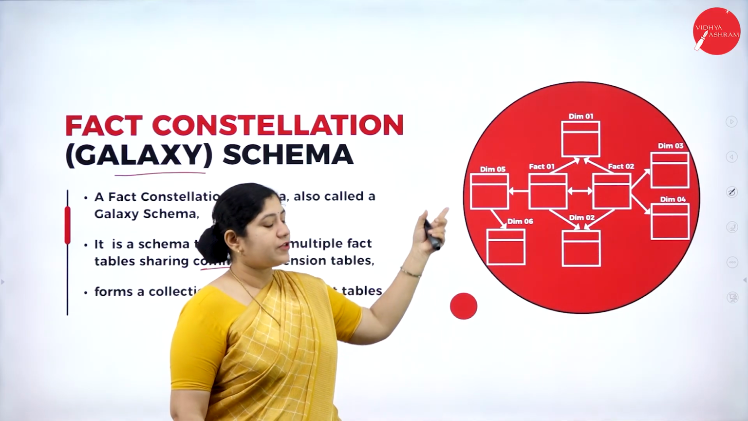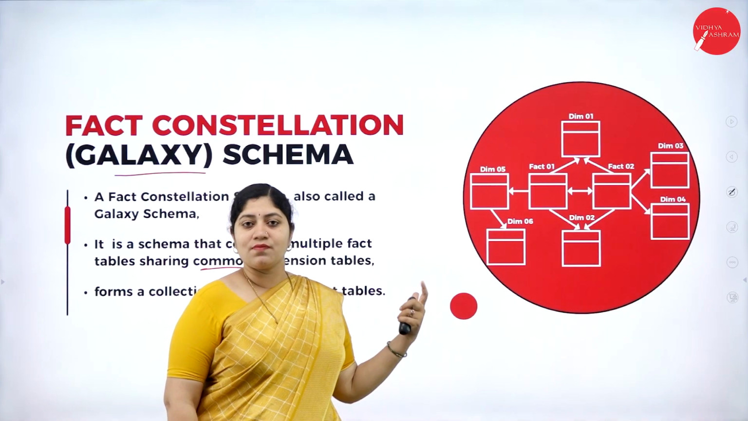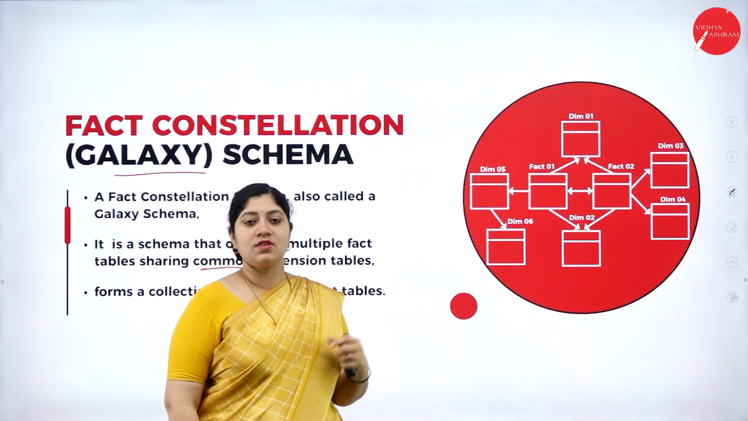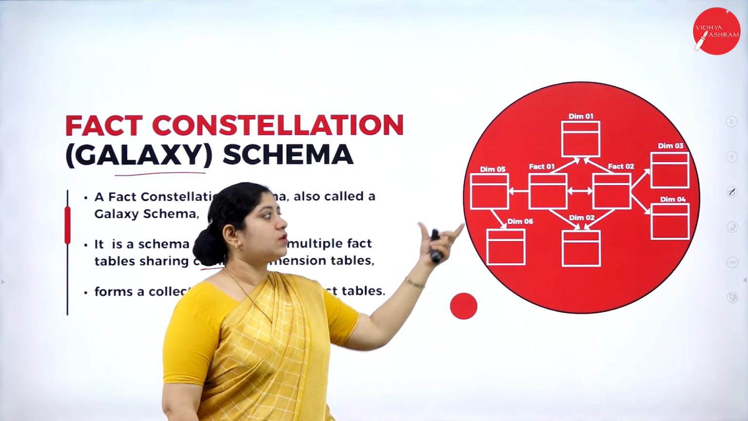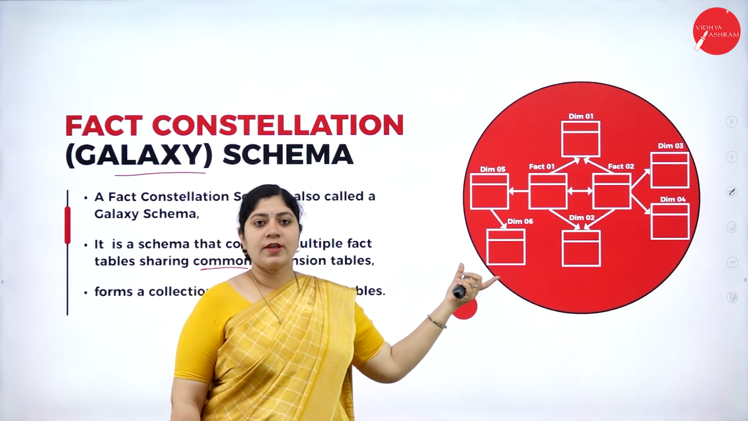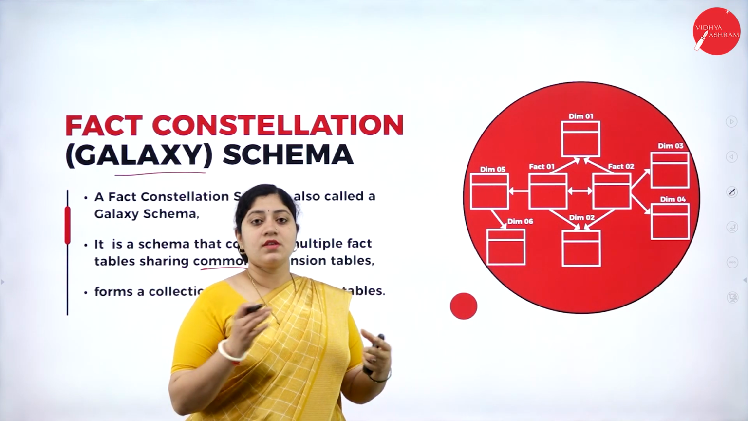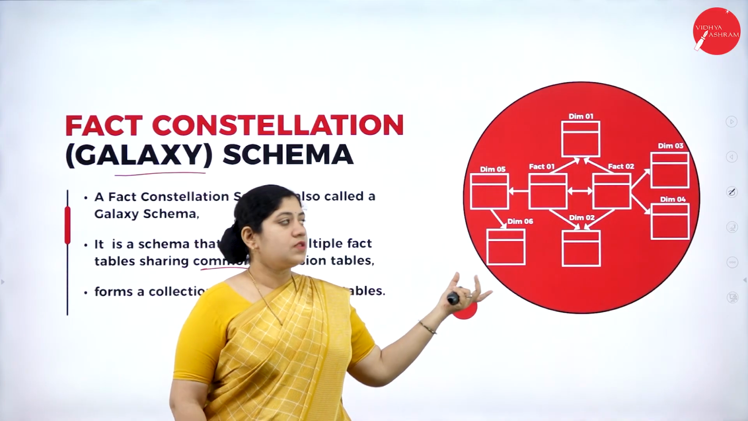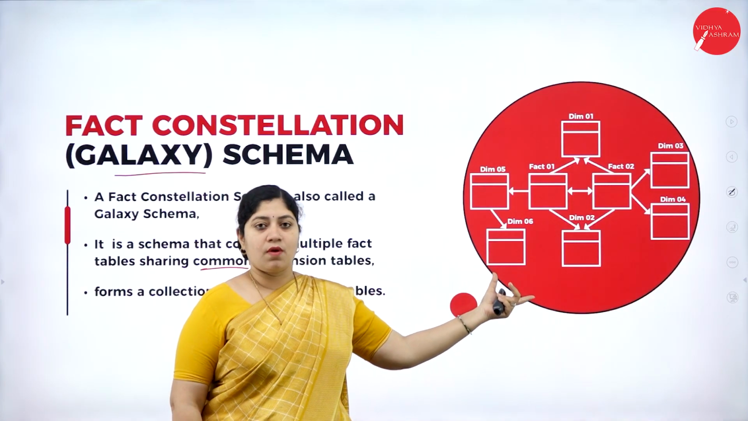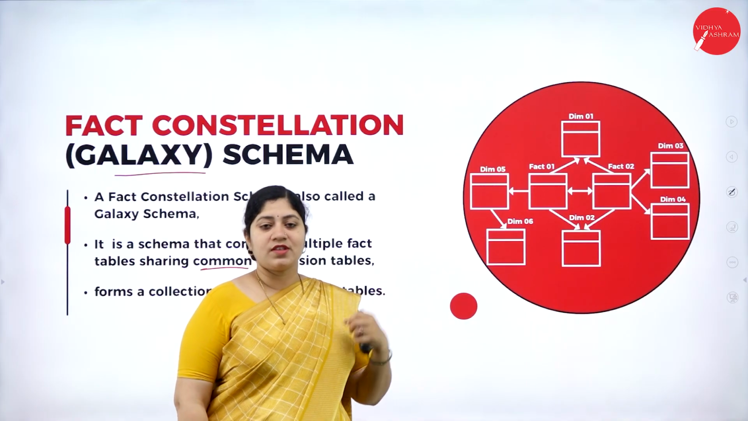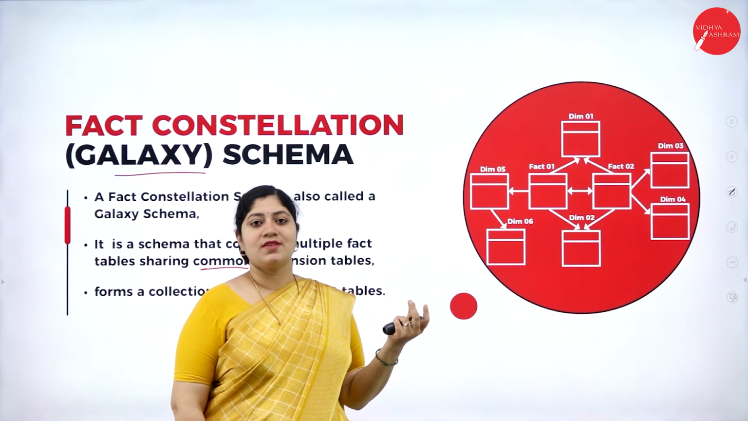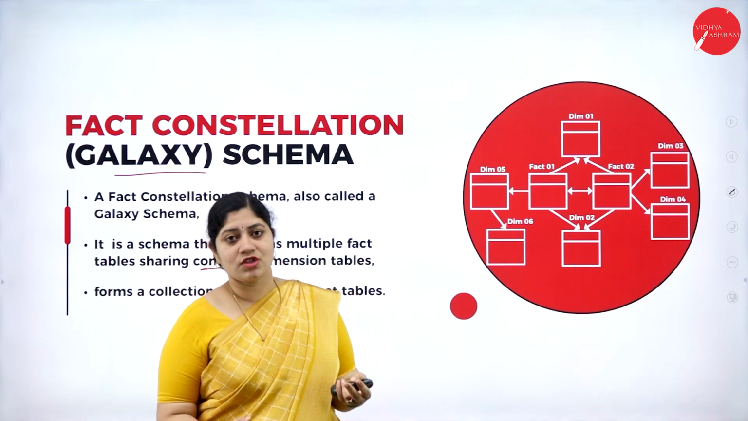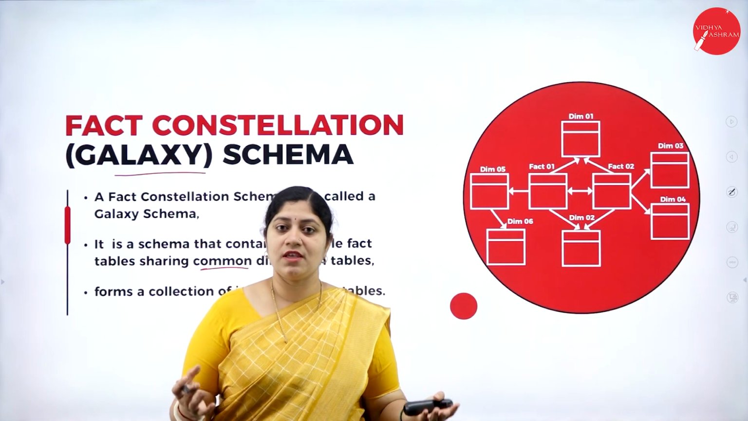Now we can observe the representation is in a galaxy form, so it is termed a galaxy schema or fact constellation schema. Also, we can say the fact tables are interlinked with each other. So this is a complete galaxy format of schema representation, or we can say it has a multi-dimensional data representation in the form of a galaxy schema.